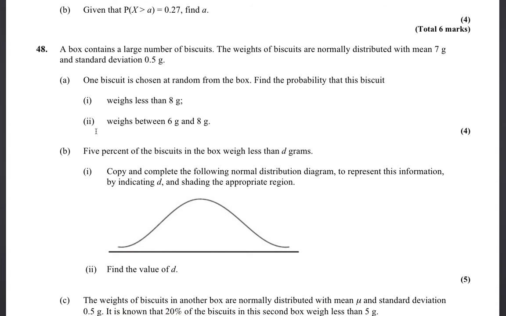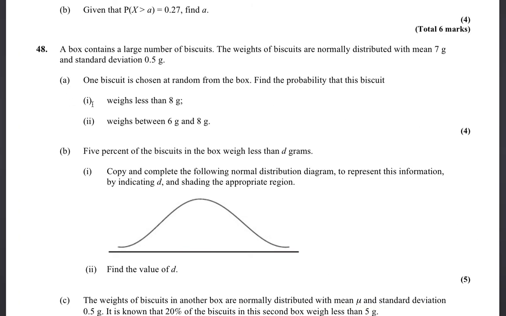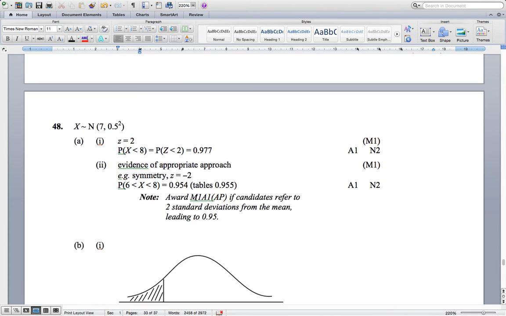Since I have to find the probability, I'll use NCD. Distribution, normal, NCD. I need to find P of x less than 8, so the upper limit will be 8, and the lower limit I'll keep as minus 10,000, and sigma is 0.5, and mu is 7. So the probability is 0.977. So for A1, the answer is 0.977. Yeah, that's right.